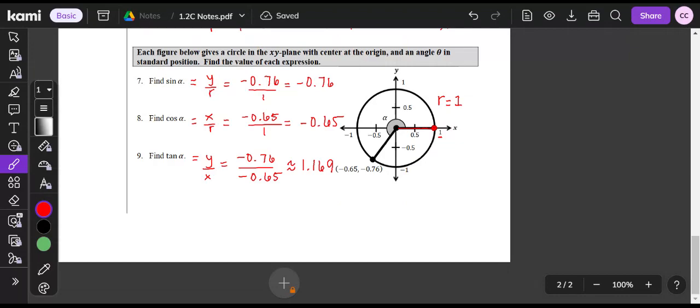All right, there are the answers to those. And that is it for this lesson.